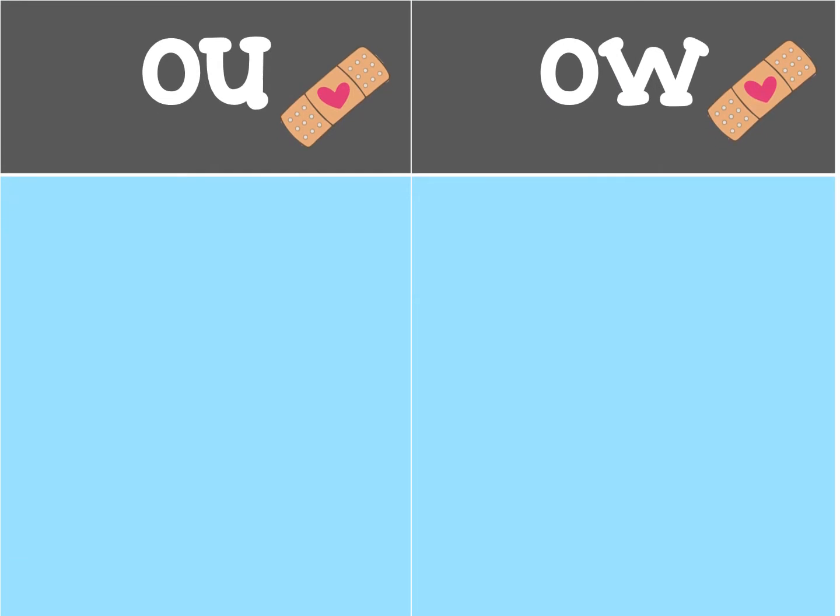Now I want you to split your paper into two sections like I have on the screen. Label it at the top with each of the sound patterns for ow. Write OU on one side and OW on the other. Pause the video now so that you can label your paper and push play when you're ready to get started.